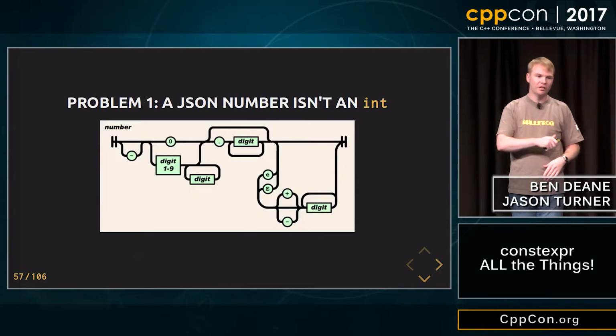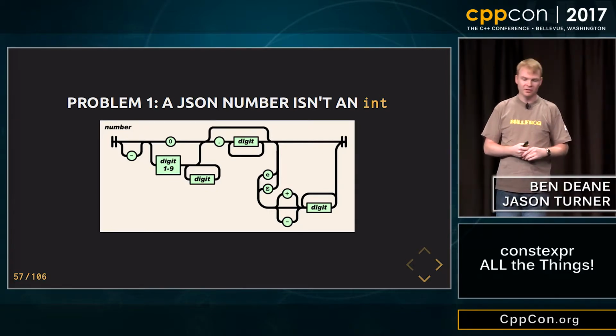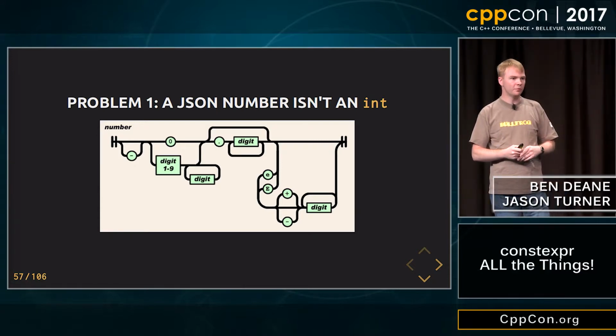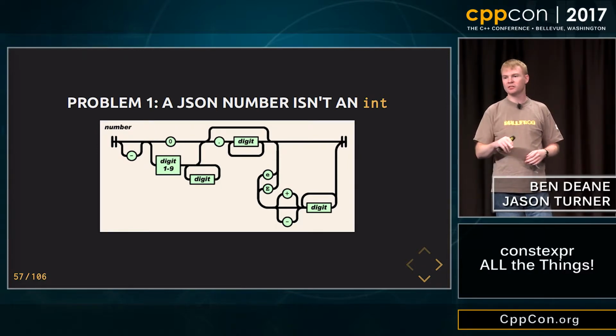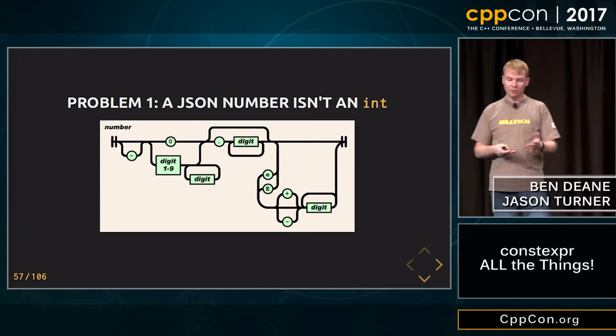So problem number 1 is a JSON number isn't just a simple decimal positive integer. It's this thing. This is from json.org. But actually, if you look at this and think about our combinators, we have all the things in the toolkit that we need to write a parser for this. It's just a little more complicated than I can put on the slide for you. But it can be done.